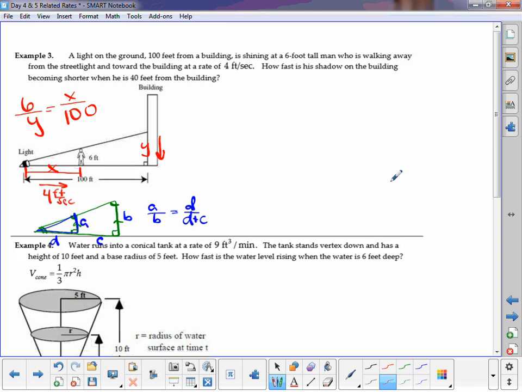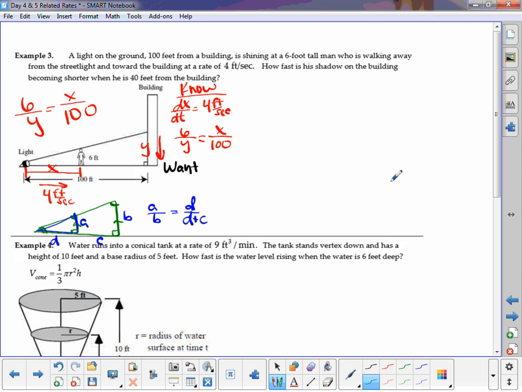Okay, so let's go ahead and talk about what we know. So let's see, I have that dx/dt is a positive 4 feet per second. Again, his distance is increasing. Again, we have that constant 100 and constant 6, but let's just go and put that into our equation. So we know we can use the equation 6 over y equals x over 100. And then let's take a look at what we want.